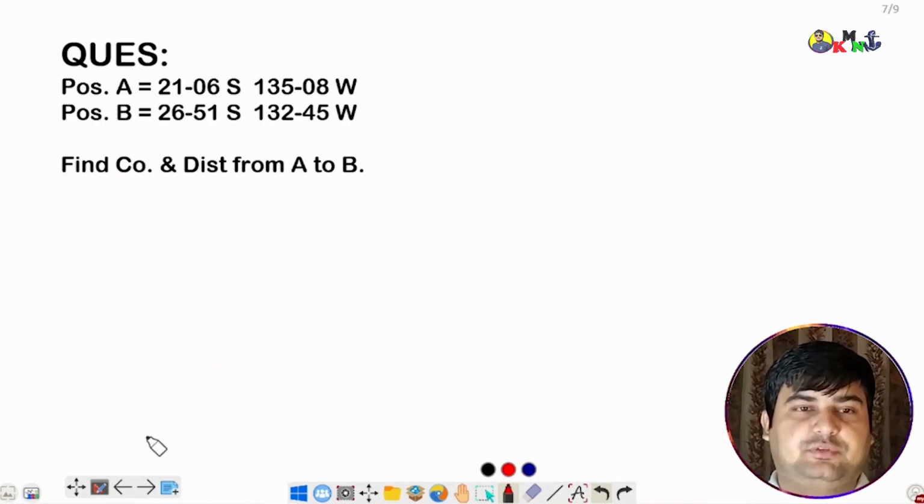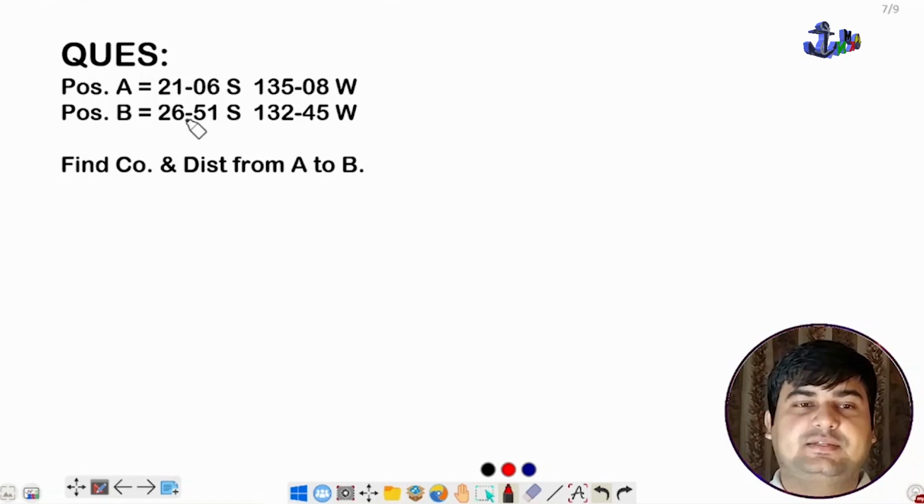Now we will see one question based on course and distance. The question says that position A is 21 degrees 06 minutes south and longitude 135 degrees 08 minutes west. Position B is 26 degrees 51 minutes south, 132 degrees 45 minutes west. Find the course and distance from A to B. For that we first need to draw the diagram, because once you draw the diagram, half of the problem is solved. So first we'll draw one position. Suppose this is position A.